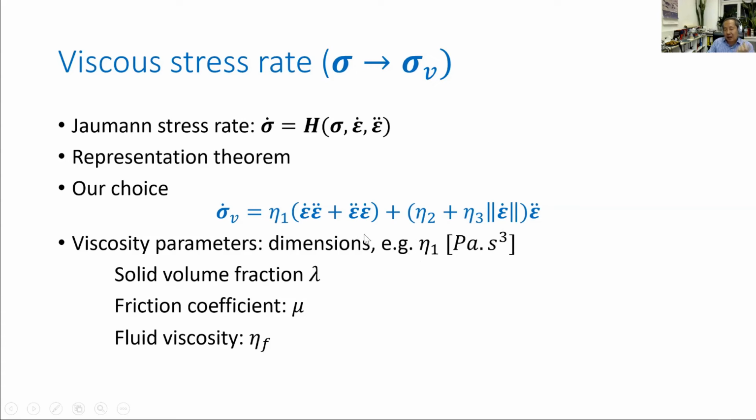And you need to have a kind of dimension check, left and right-hand side, in order to find this dimension. Take the eta 1 example. For example, it has the dimension of Pascal times second to the order 3, right? So these are later with some manipulations. You can show that the 3 parameters depend on the solid volume fraction of the granular fluid, right? It depends on the frictional coefficient, basically the friction angle. It depends on the viscosity of the fluid.